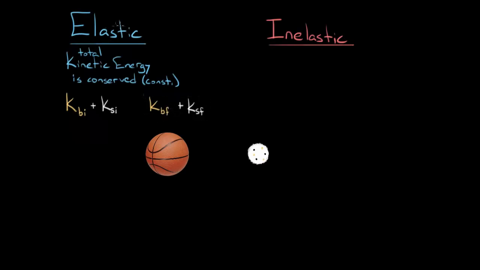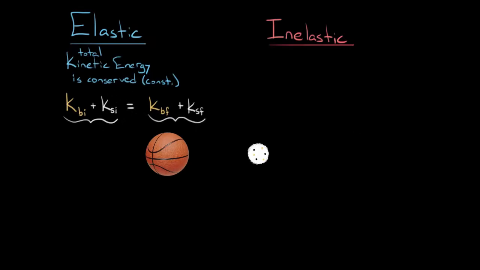Well, if the collision is elastic, that means the total kinetic energy is conserved. That means that this total initial kinetic energy has to equal this total final kinetic energy. I could just say that these two are equal if it's an elastic collision. And this is what we mean by a collision being elastic. It means that the total kinetic energy is conserved.